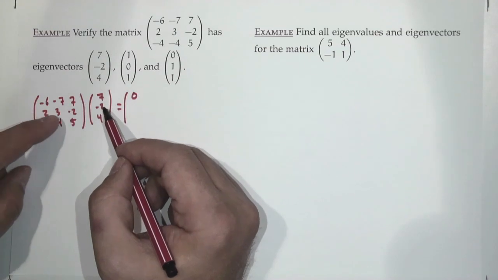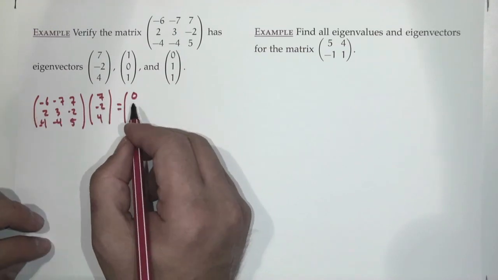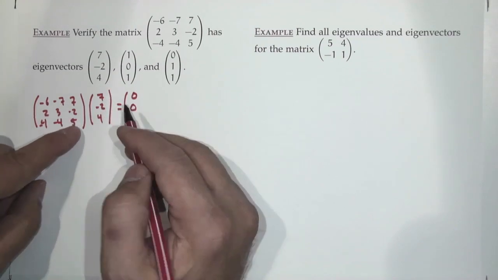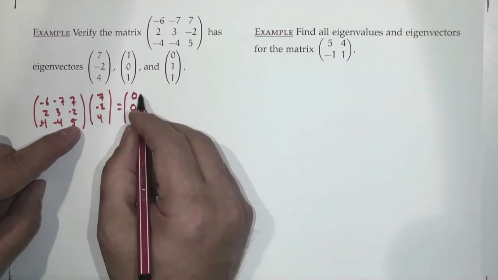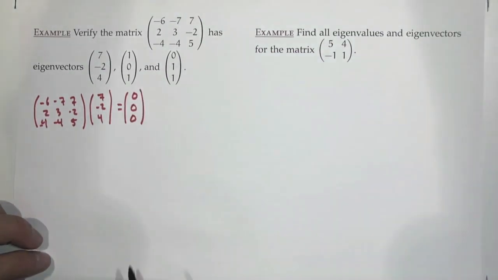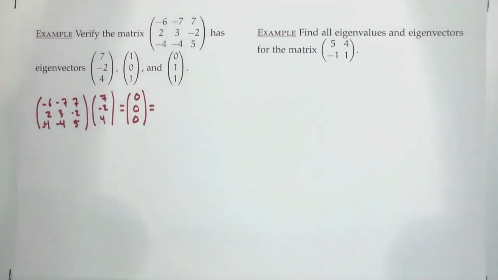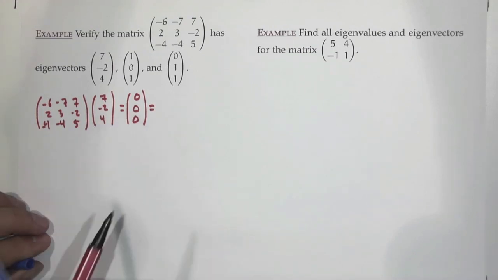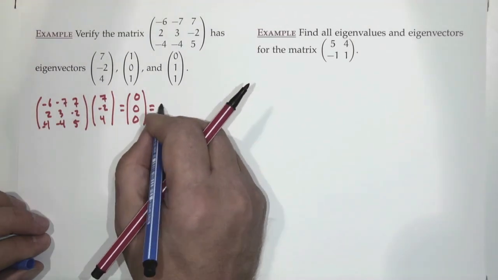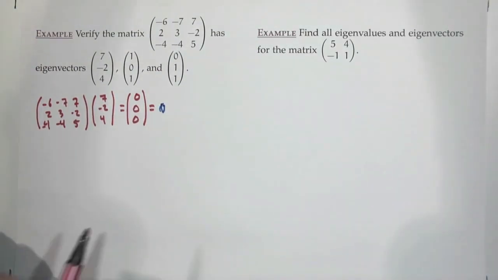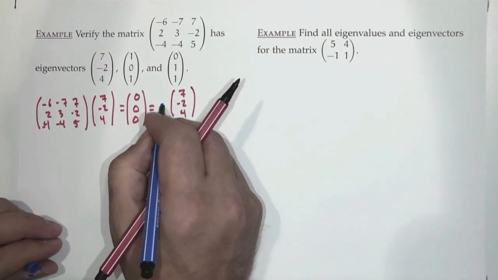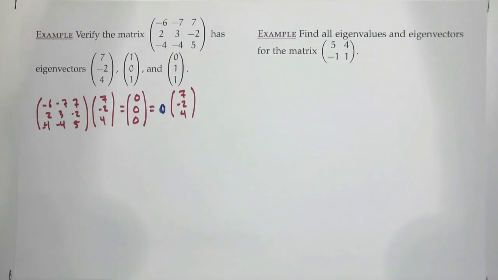14 minus 6 minus 8 gives 0. Minus 28, plus 8, plus 20, 0. Is this an eigenvector? Yes. With what eigenvalue? What did you scale this vector by? So this vector times what gives you 0, 0, 0? Yeah, 0. So this is an eigenvalue of 0. So it's 0 times 7, minus 2, 4. Okay, so 0 is an eigenvalue. It didn't ask us for that, but it's part of the story coming up.